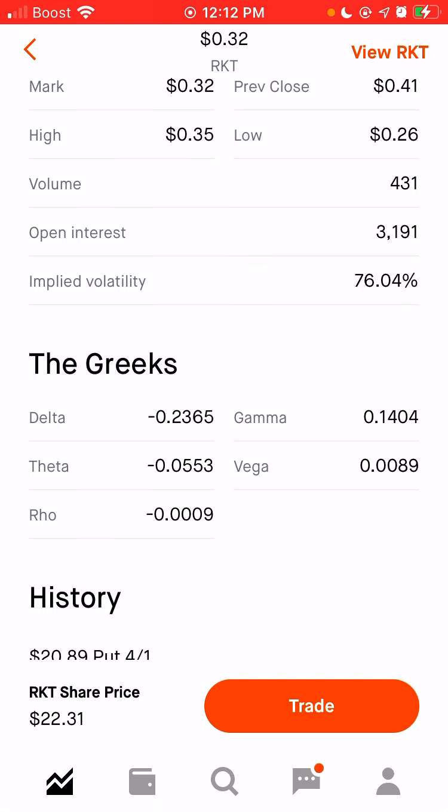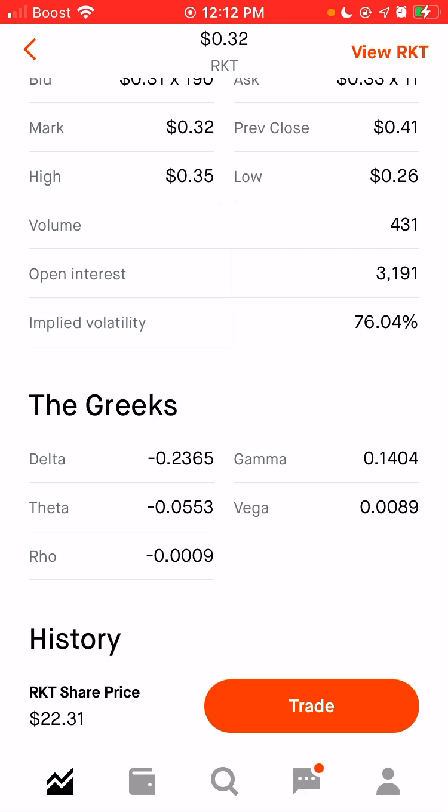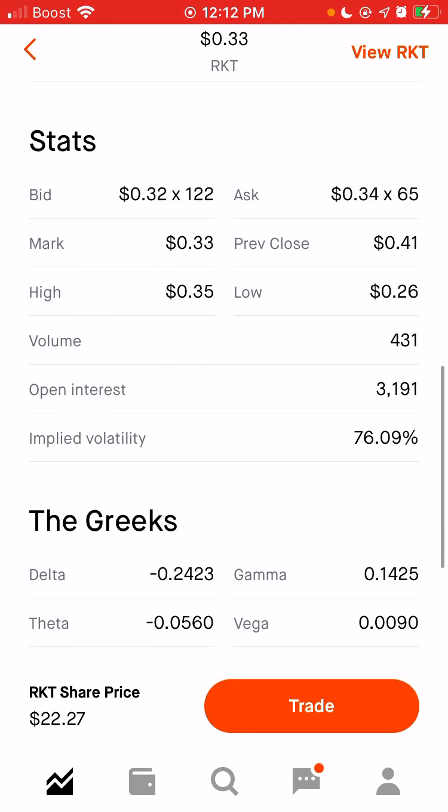Next, we have delta and gamma. So these are important and can be a little bit confusing. Gamma is directly correlated to the delta. The delta is kind of the leader and the gamma follows. So what the delta represents is for each dollar that the stock moves up, the contract price will go up or down by the amount of the delta.